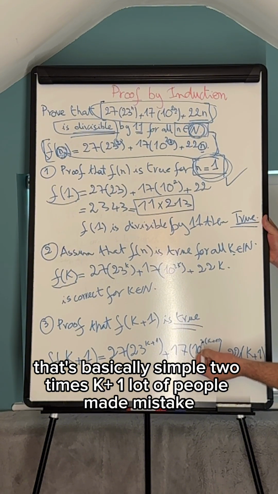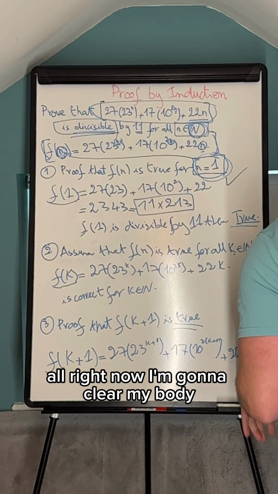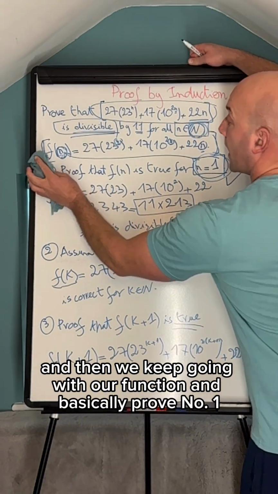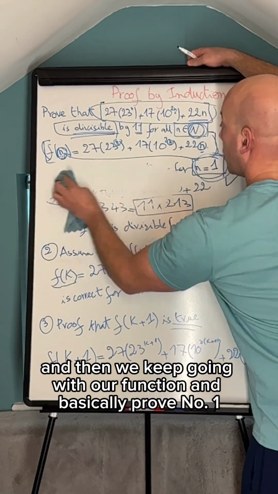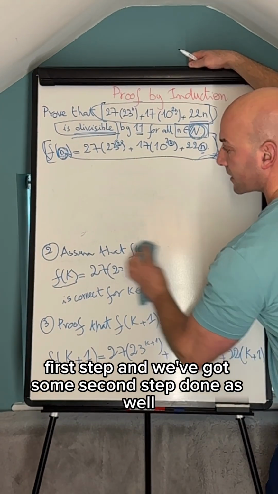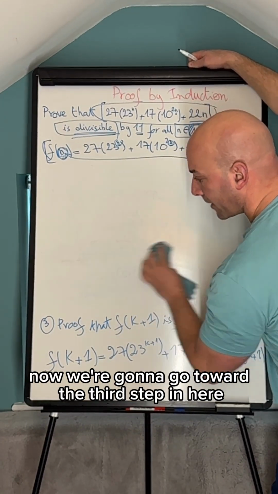Let's basically simplify 2 times (k+1). A lot of people made a mistake, they write 2k plus 1, which is 2k plus 2 actually. All right, now I'm gonna clear my board in here to give myself more space, and then we keep going with our function. And basically we proved number 1, first step, and we've got some second step done as well. Now we're gonna go toward the third step in here.